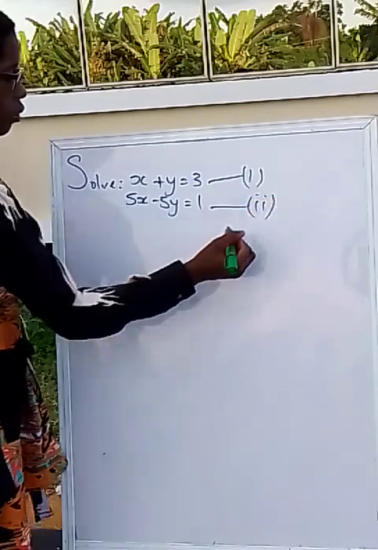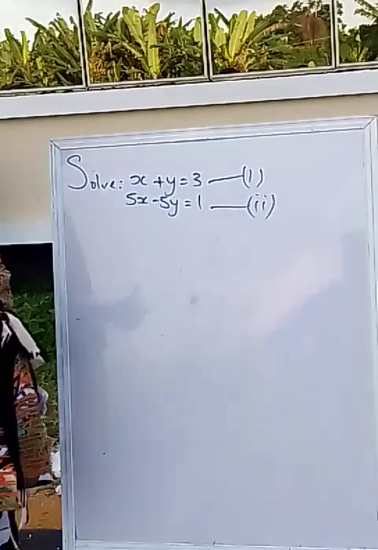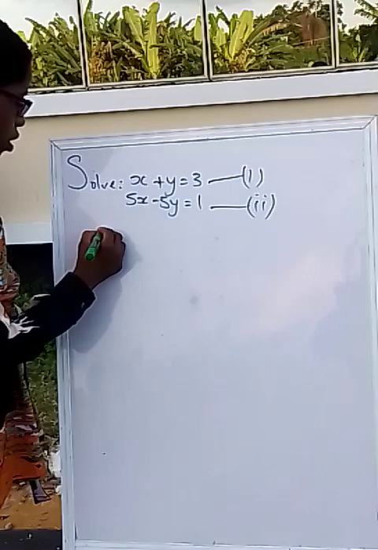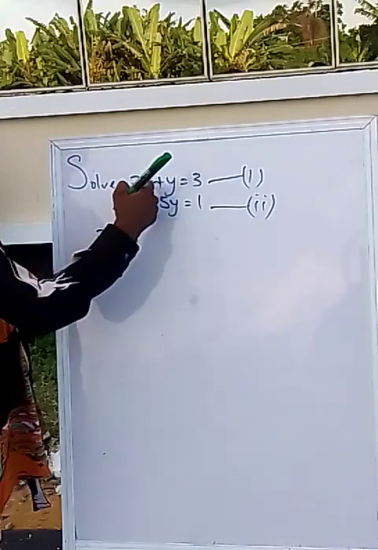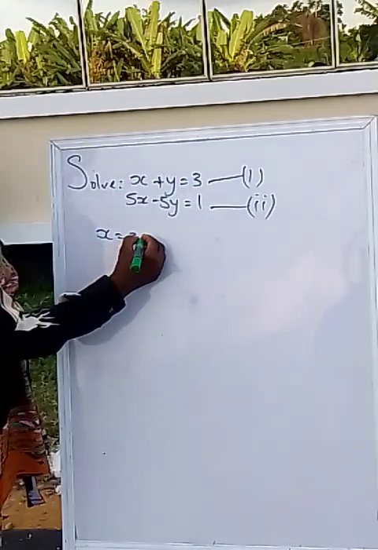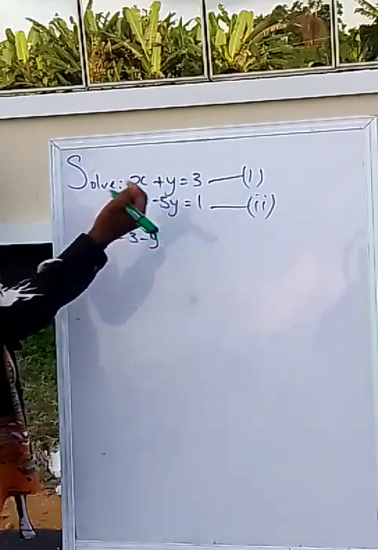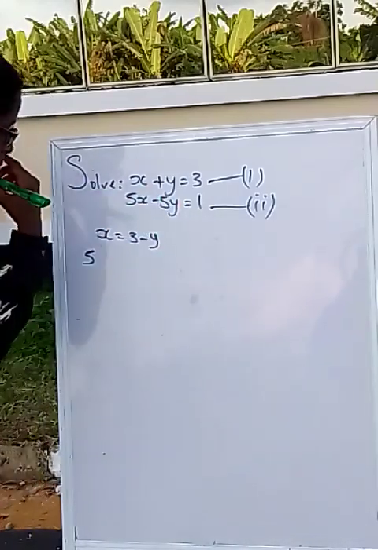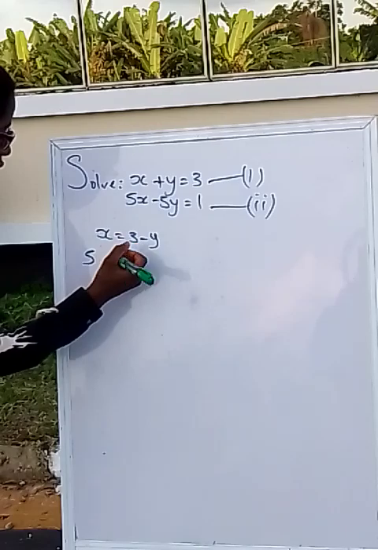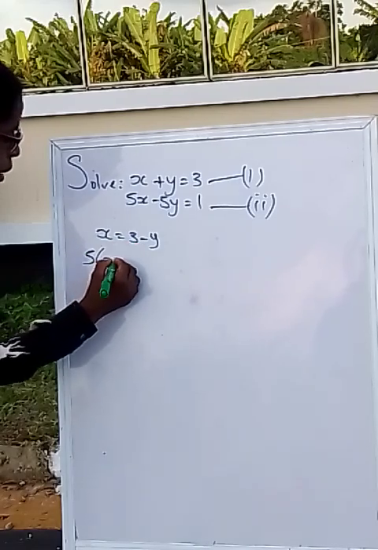When we do that, x will be equal to 3 minus y, because y crosses to the other side and becomes minus y. So now we substitute the value of x in equation 2. We have 5 times x, and our x is 3 minus y. So we have 5 times (3 minus y) minus 5y equals 1.